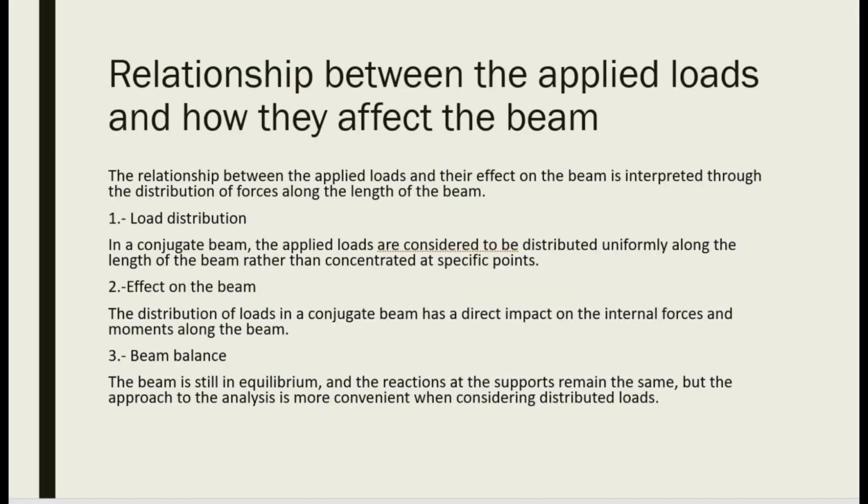Relationship between the applied loads and how they affect the beam. The relationship between the applied loads and their effect on the beam is interpreted through the distribution of forces along the length of the beam. 1. Load distribution. In a conjugate beam, the applied loads are considered to be distributed uniformly along the length of the beam rather than concentrated at specific points.